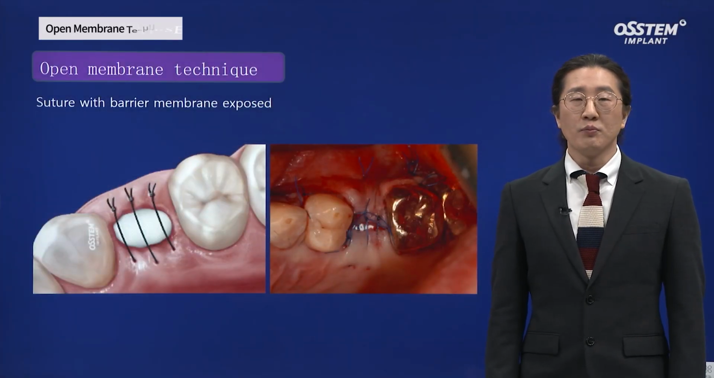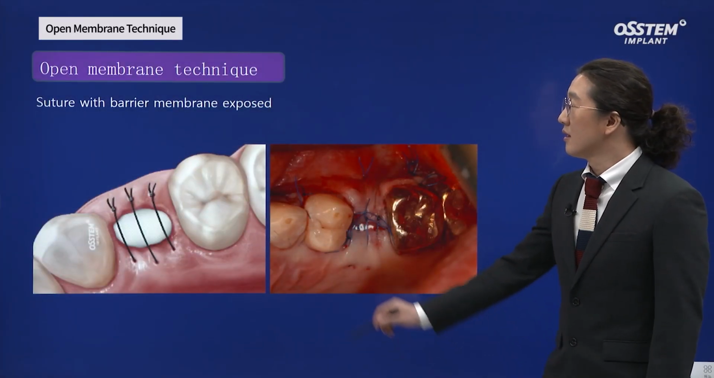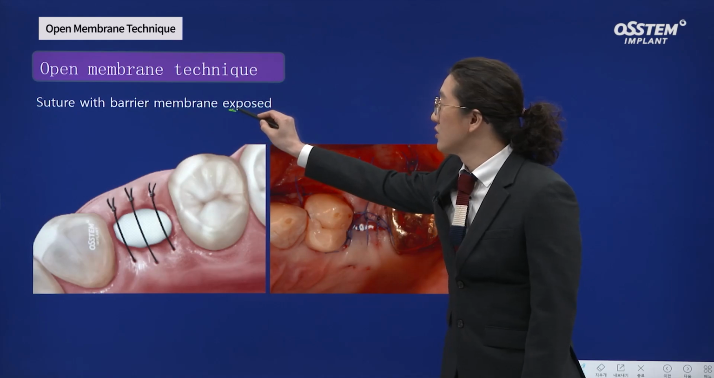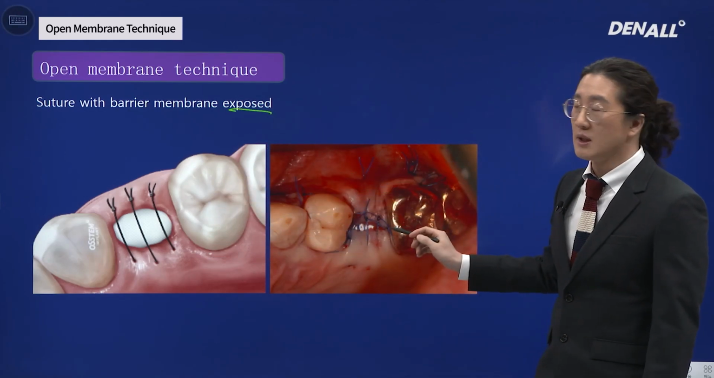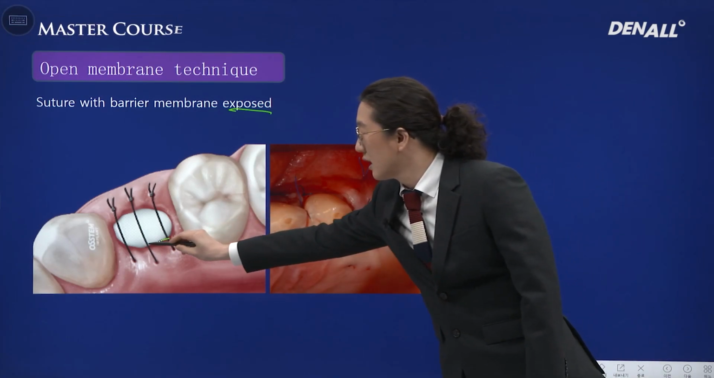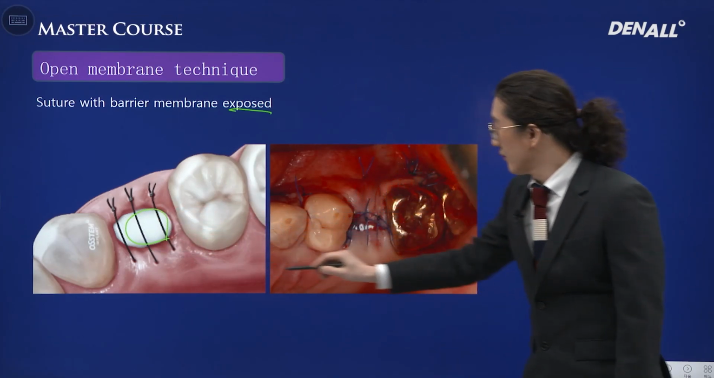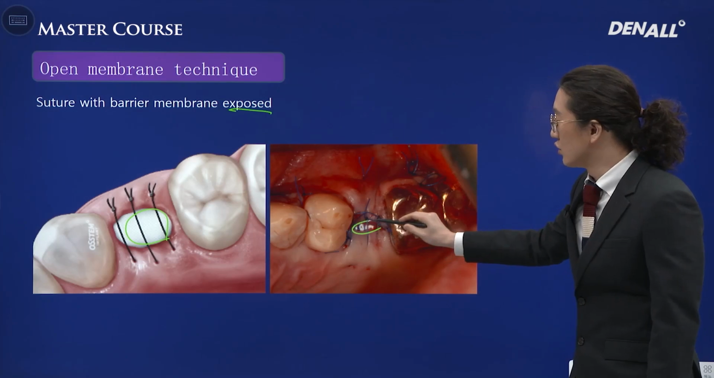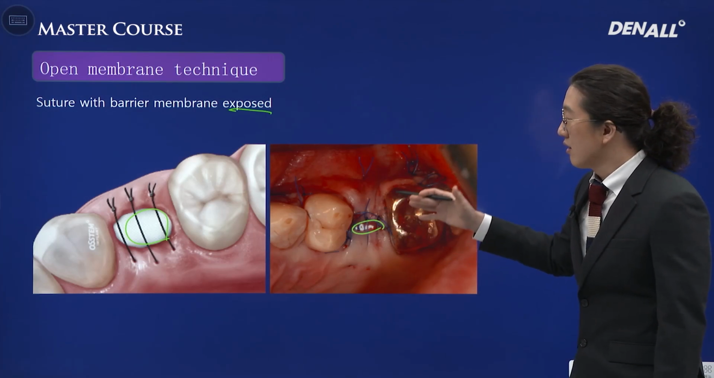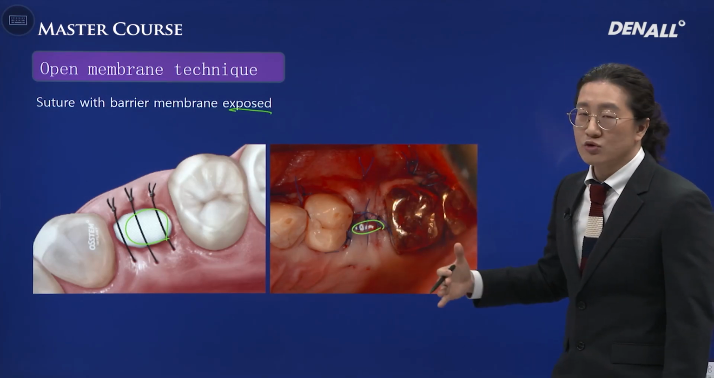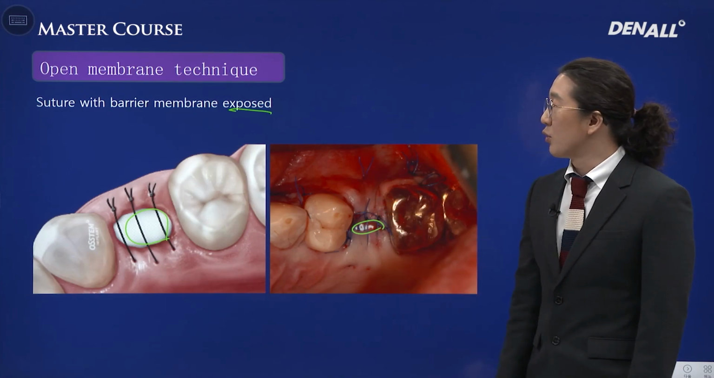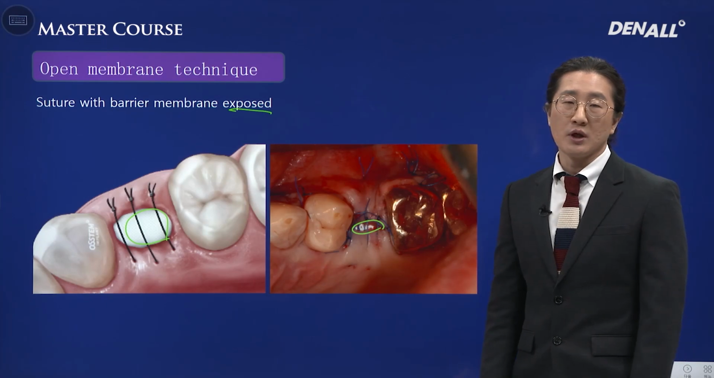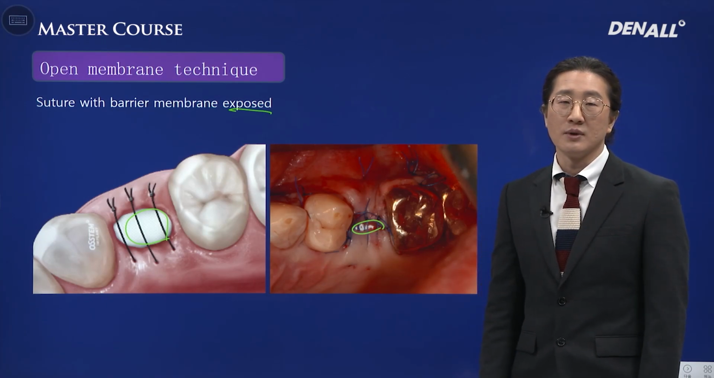Today I'm going to talk about the open membrane technique. Open membrane technique refers to a procedure where suture is done with a partially exposed membrane. Wide area may be exposed, and at other times there can be small exposure. Regardless, open membrane technique refers to a situation where primary closure is not fully done and membrane is partially exposed.